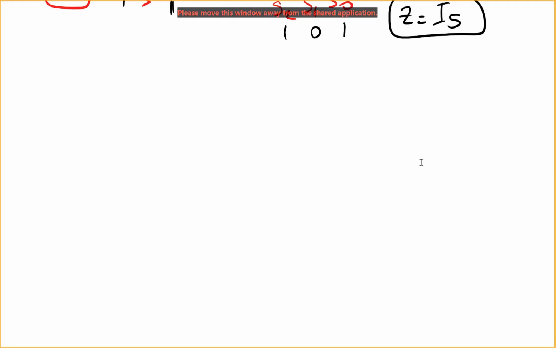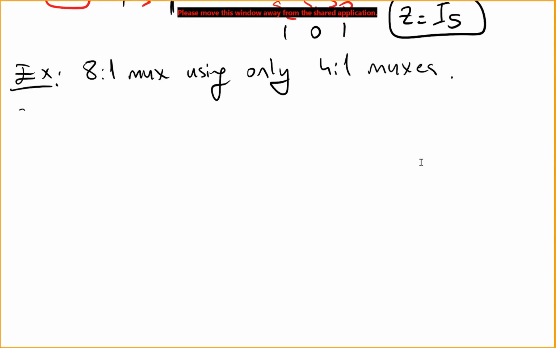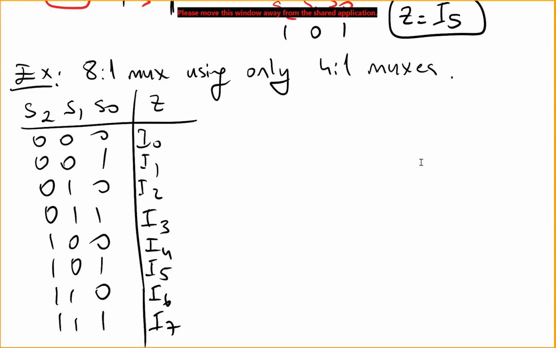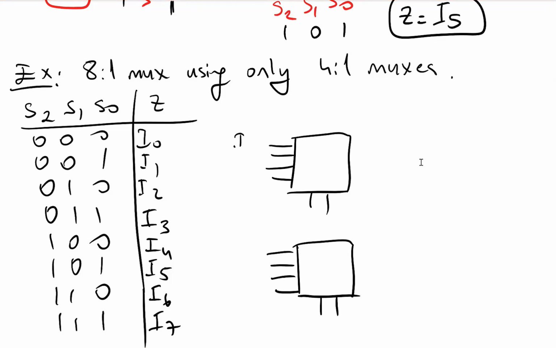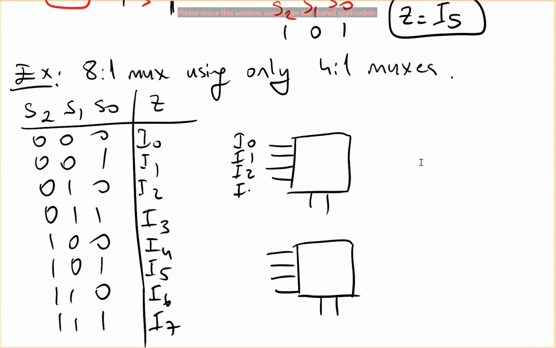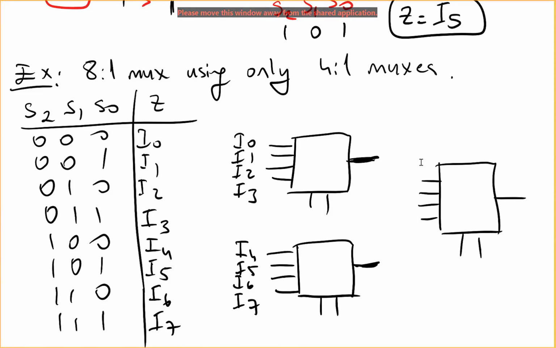So let's do another example. In this case we will design an 8-to-1 mux using only 4-to-1 muxes. So again let me write my table. So in this case I will have 4-to-1 muxes. To get 8 inputs I will be putting these 4-to-1 muxes here. So I will connect I0, I1, I2 and I3 here and I will be connecting I4, I5, I6 and I7. So now I need to select either this output or this output. So I will be putting another mux here, a 4-to-1 mux, because I am only allowed to use 4-to-1 muxes. And this will be my Z.